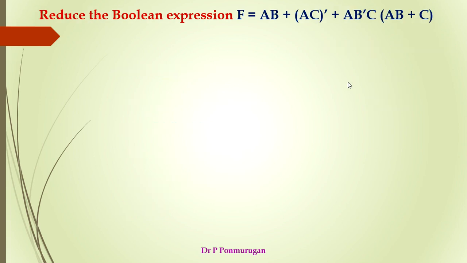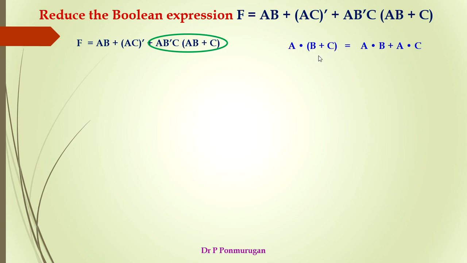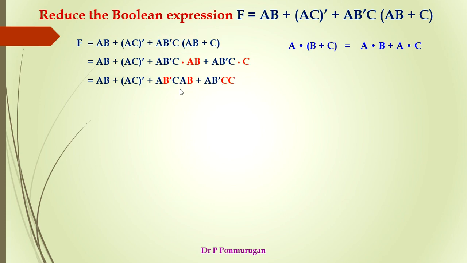For the next problem, let us have f = (ab + ac̄ + ab̄c)·(ab + c). We need to reduce this Boolean expression to its simplest form, with a minimum number of literals. So let us have this. First, we can apply the distributive law for this particular term. This is a distributive law, you know that. And while applying the distributive law, this will become ab̄c·ab + ab̄c·c. We can rewrite this in this way.